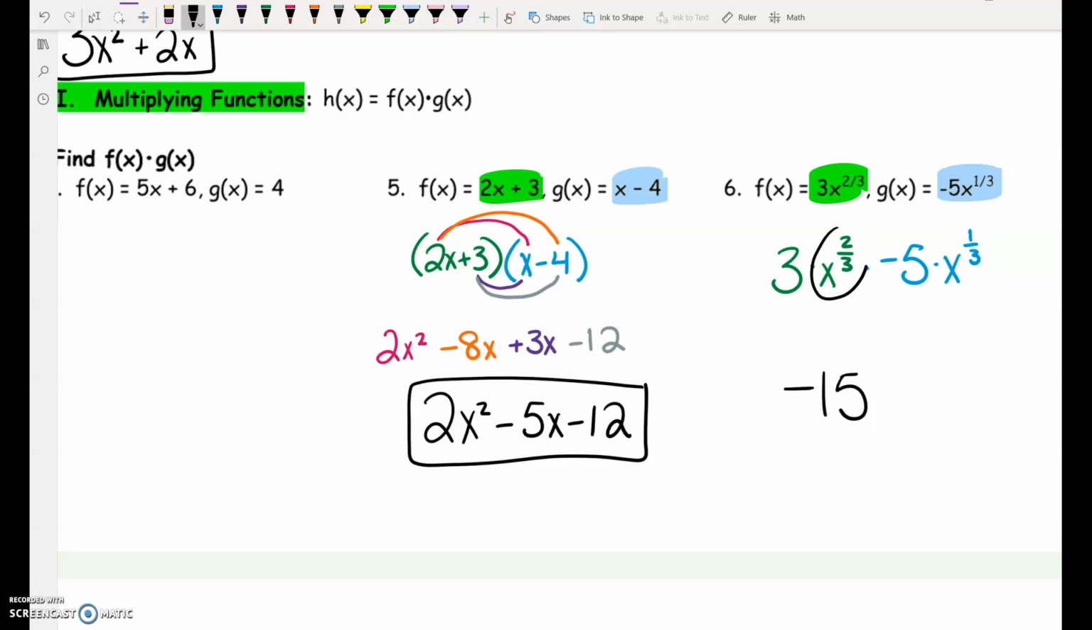And then you are multiplying your x's together. When we're multiplying, what do we do with the exponents? We add them. So 2/3 plus 1/3, that's 3/3, which is 1 whole. I'm going to write it like this just so you can see it, but that ends up being just -15x because 3/3 is the same as 1.